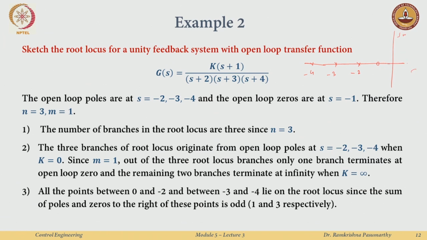Well, there is nothing here, so there won't be anything here. And then let us look at this area between minus 1 and minus 2. If I look to the right, there is 1 zero. So I am good here, right? There is an odd number, this one.